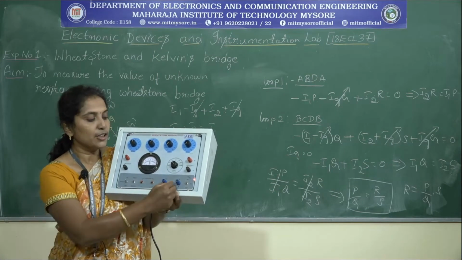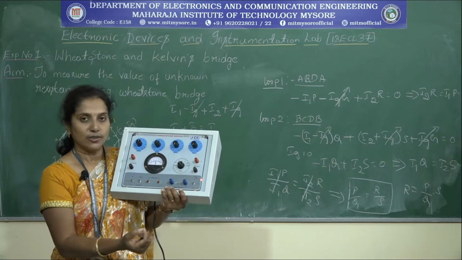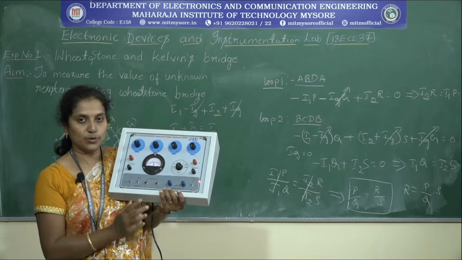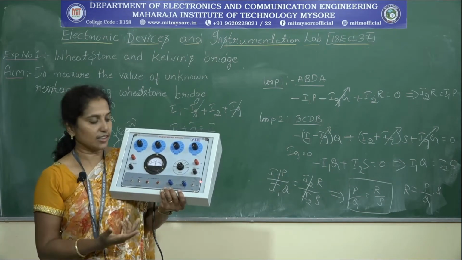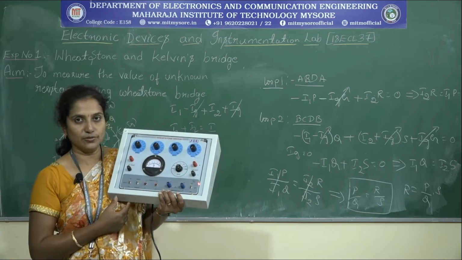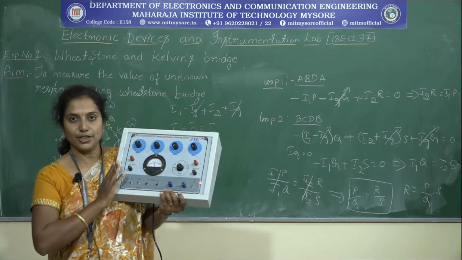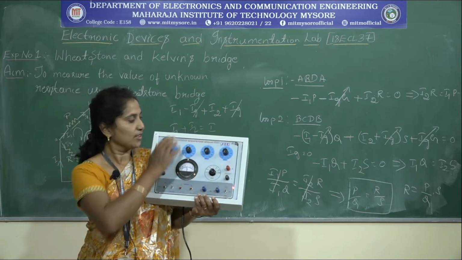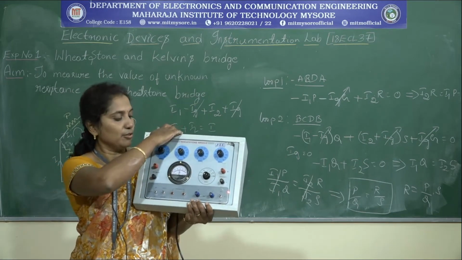In this way, you have to remove this resistance and take one more resistance, and you can check the value of that unknown resistance by using the Wheatstone bridge. So, after this experiment, you turn it off.